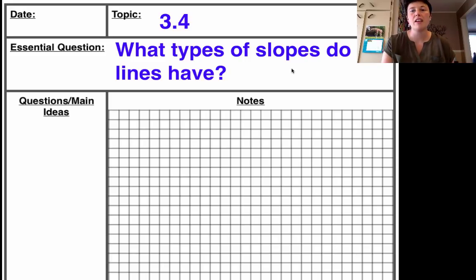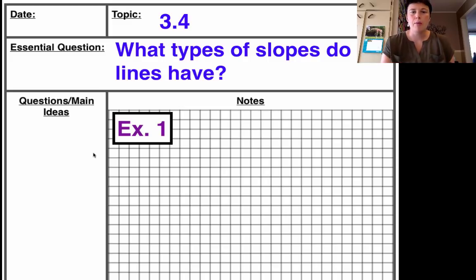So when we're graphing lines, one of the things we like to do is look at the growth of that line and decide: is it a large growth or a small growth? Is it a negative growth? And we often just refer to that as the slope of the line.